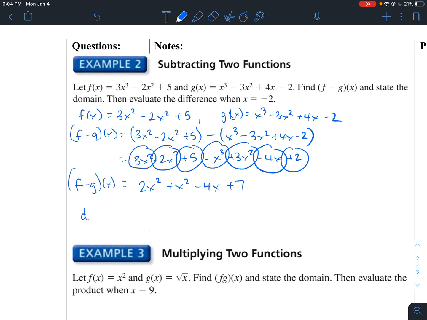The domain, well, the domain for f of x is all real numbers because it's a polynomial, and that goes the same for g of x. So the domain for f minus g will also be all real numbers.